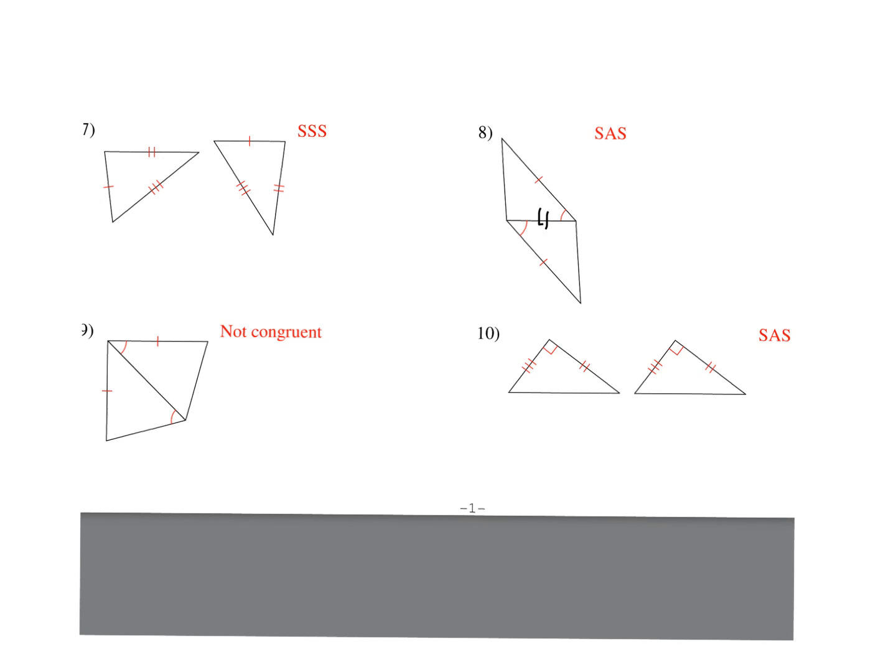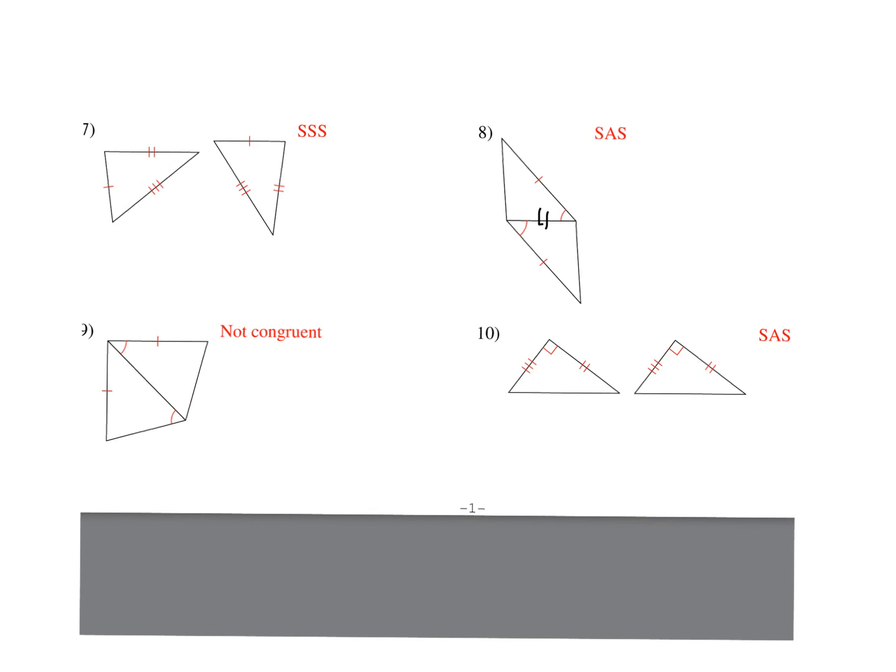So here's some examples. The first one would be SSS because this side and this side are congruent. This side and this side are congruent. And this side and this side are congruent. Hence SSS. Side, side, side.